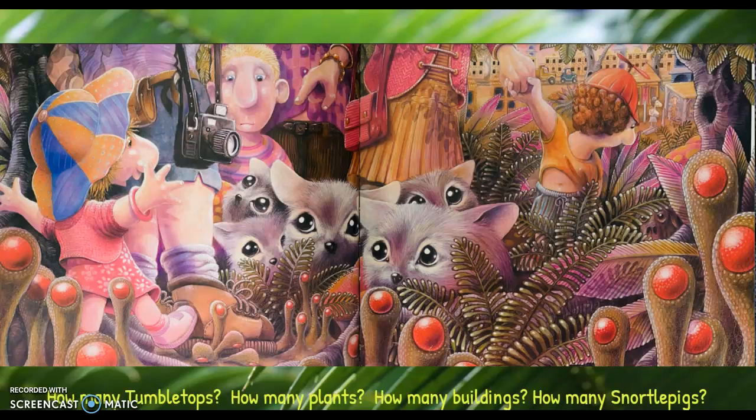How many tumbletops do you see? What about the number of plants? How many buildings? And what about the snorkel pig? It looks like on this page there are 5 different plants. How many of each type of plant do you think there will be? Could you make some predictions based on the patterns we've seen so far in the story?